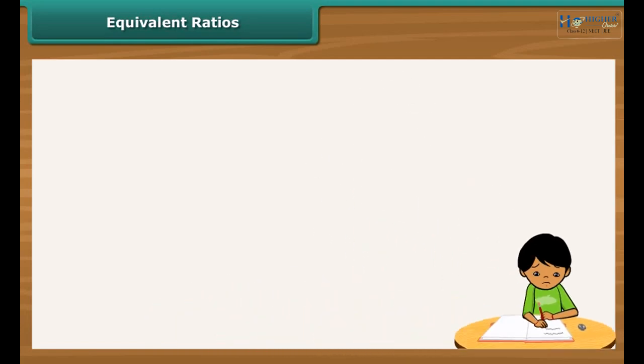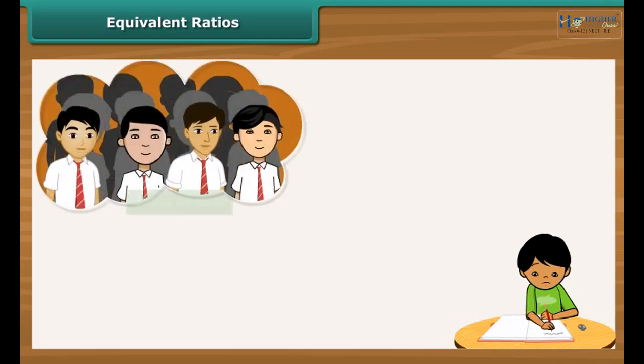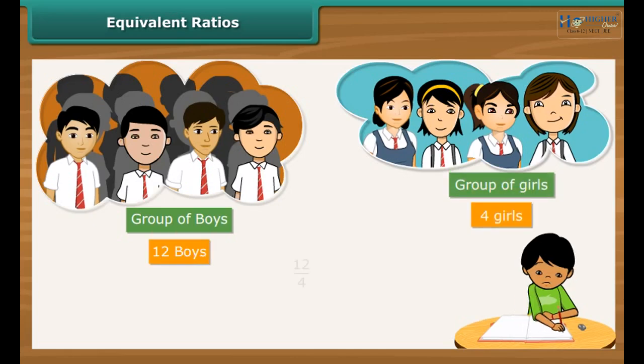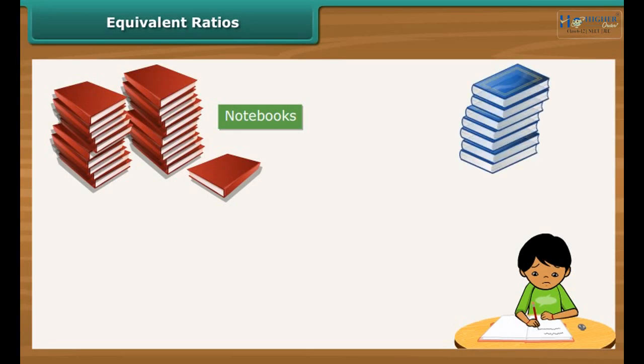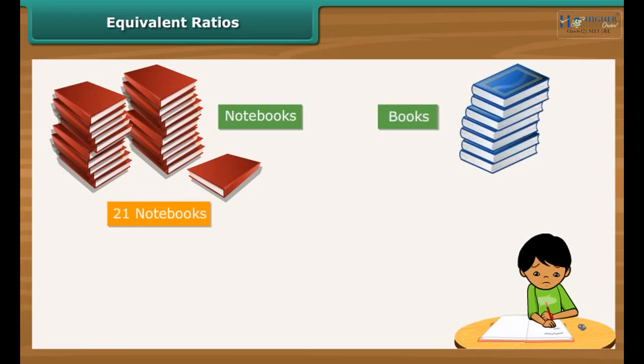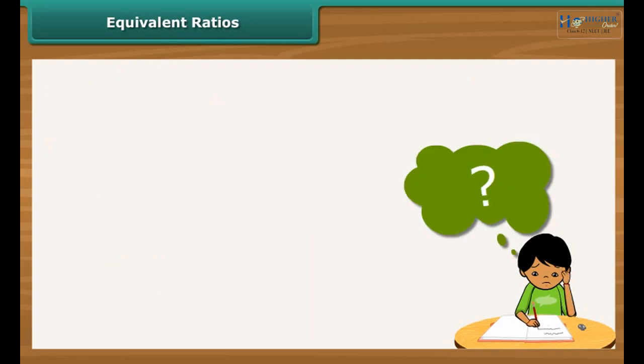Equivalent ratios. Ritesh is learning to calculate ratios and is enjoying it. But there is one thing that is confusing him. Let us see what it is. He first calculated the ratio of boys in his class to girls in his class as 3:1. He then calculated the ratio of notebooks to books in his bag. The ratio works out to be 3:1. Ritesh wonders, can two ratios be same?